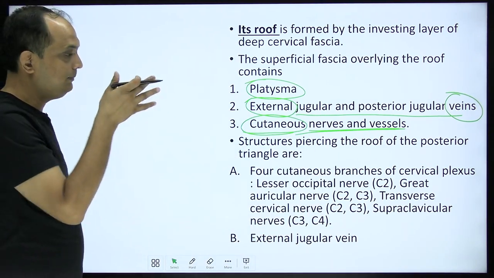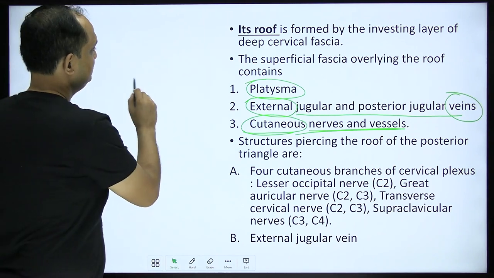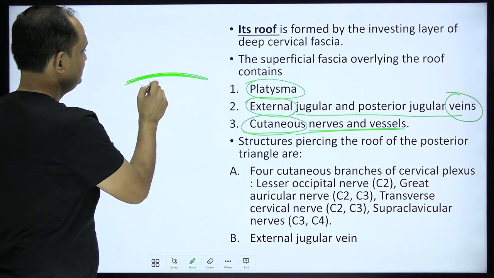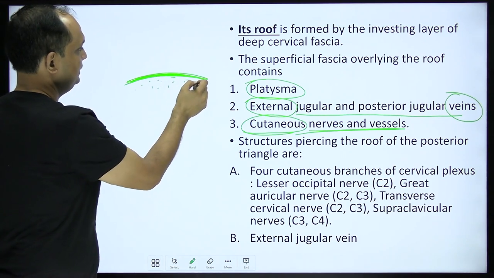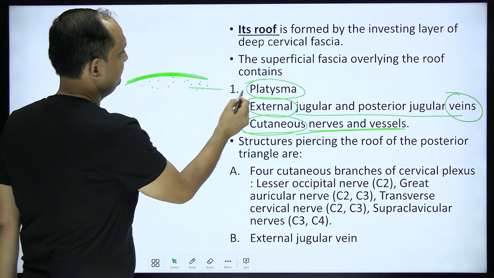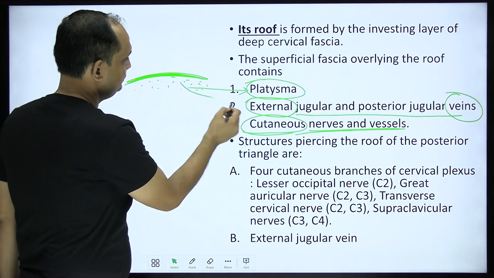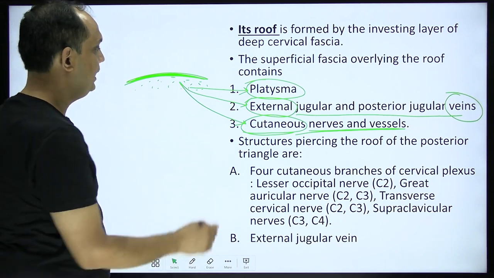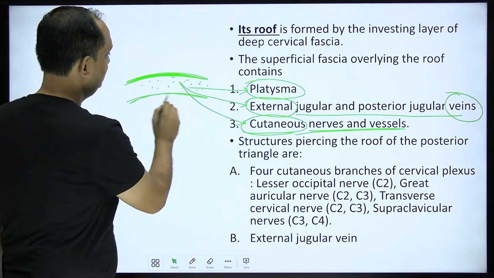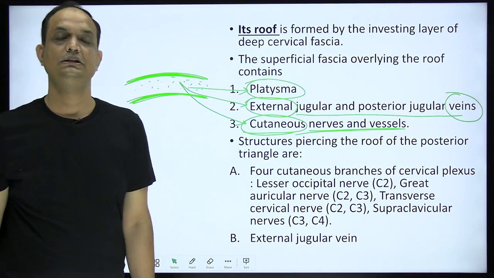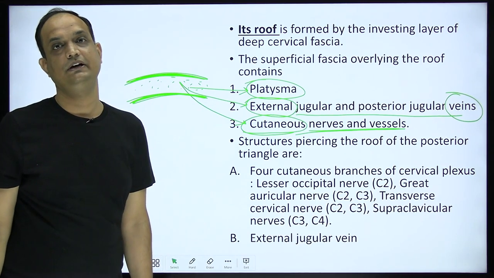ठीक है. तो जब आप layer by layer dissection करते हैं, तो सबसे पहले हम क्या हटाते हैं? Skin हटाते हैं. Skin के नीचे क्या होता है? Subcutaneous tissue. Subcutaneous tissue में in case of the neck, आपको क्या मिल रहा है? You will find the platysma, you will find the superficial veins, you will find the superficial nerves. Clear? Now, deep to that, what you will find? You have the deep fascia, and this deep fascia is known as investing layer of deep cervical fascia.